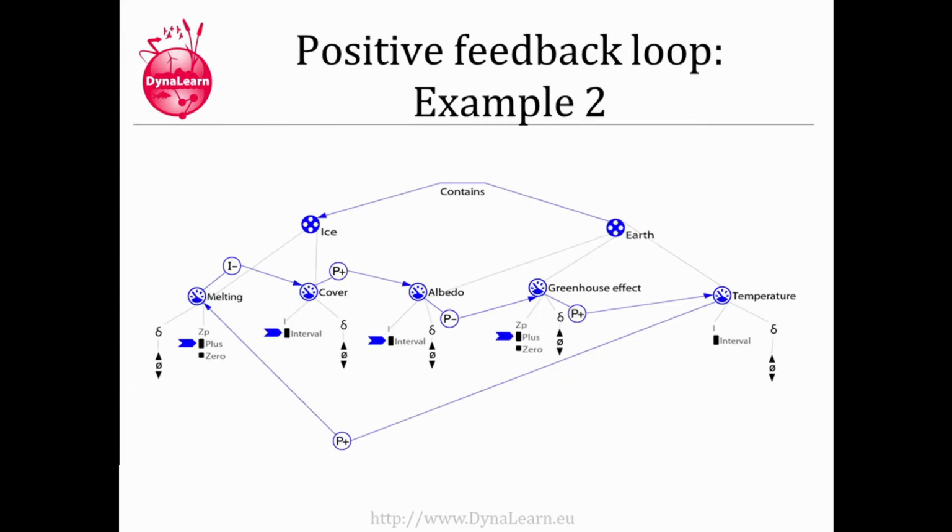This second example of a positive feedback loop is about the melting of the ice that covers the Earth. The albedo, which is the reflection potential of the Earth, plays an important role. The loop consists of the following causal relations. The melting has a negative influence on the cover of the ice. If the cover of the ice increases, the reflection potential of the Earth will also increase. And if it decreases, the albedo will also decrease.